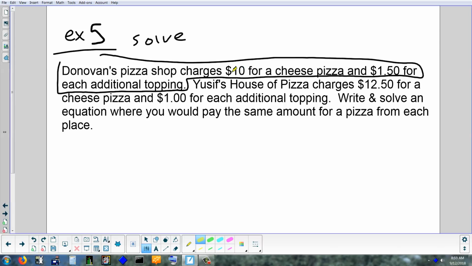All right, so what should I write? $10. 10. I didn't have to write the dollars. I'm just going to write 10. And Mr. Hager just highlighted it for us. I'm going to write 10 for a cheese pizza, okay.